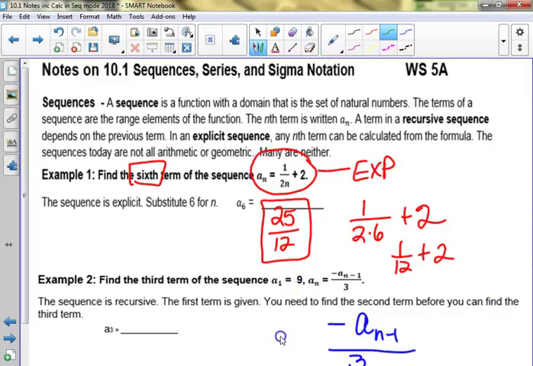So what's the first term, guys? Okay, what kind of a formula was this? When it has the a sub n minus 1, it is called recursive. Okay. The first term given right here is 9. Then we're supposed to plug that in. What's the opposite of 9 divided by 3?